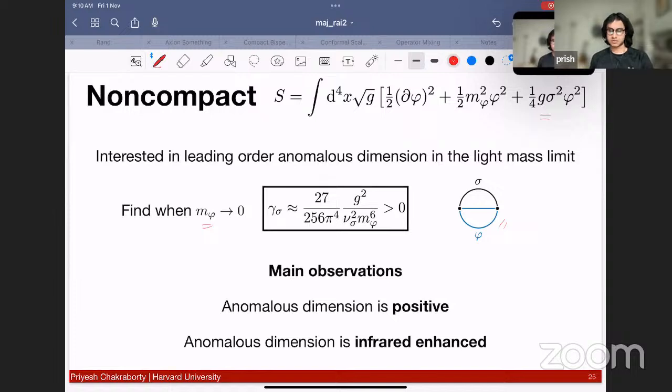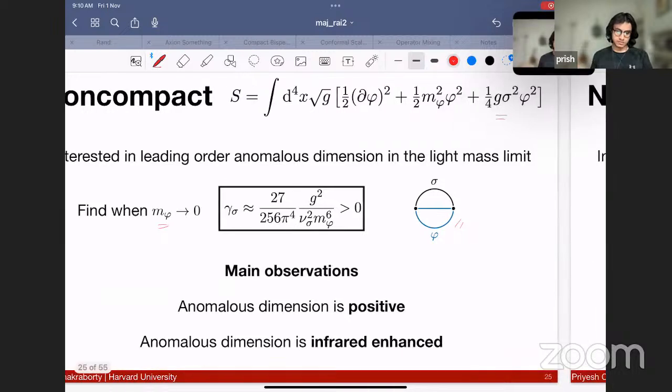Now there are 2 main observations about this anomalous dimension. One thing is that it's the square of something, so it's always going to be positive. And the second is that it's severely infrared enhanced. So I send the mass to 0. As you can see, I can't send the mass exactly to 0. It's the same consequence, the same infrared blow up that we were seeing before. So for a light particle, this anomalous dimension is going to be quite large. So, 2 main observations.